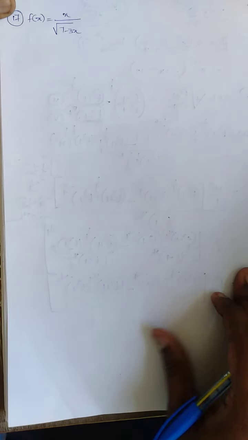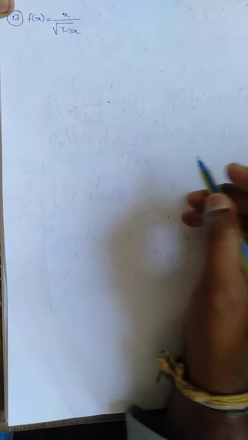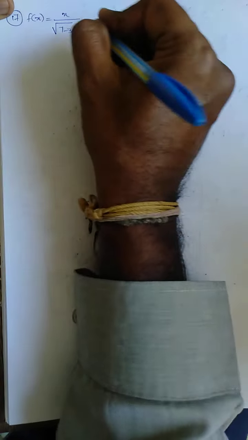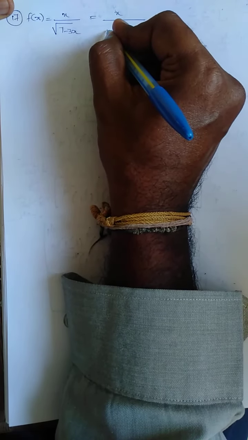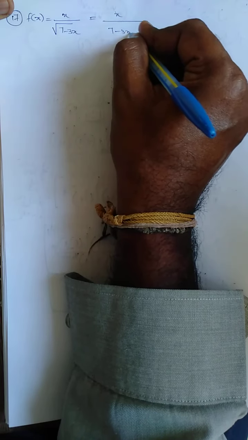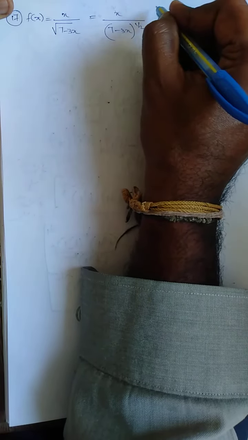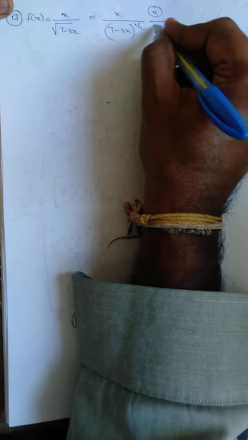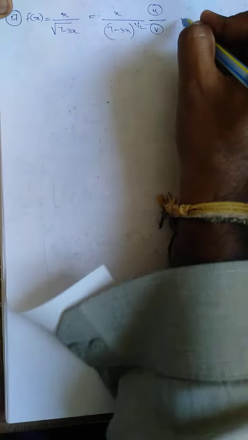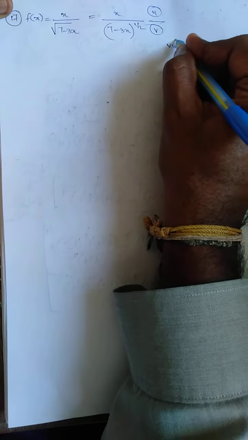Sum number 17, f of x is given by x divided by square root of 7 minus 3x. So we can write it as x divided by (7 minus 3x) whole power of 1 by 2. To differentiate, it will be very easy for me. Take x as u and the denominator as v. You know the formula: (v u dash minus u v dash) divided by v square.